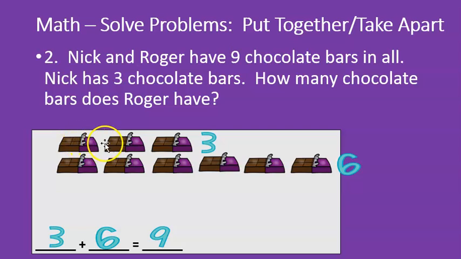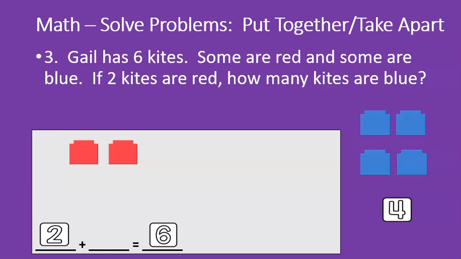Because look, the first row has 3. So 3 goes there. The second row has 6. 6 has to go here. And then you count it all up. And it's going to equal 9. Watch. 1, 2, 3, 4, 5, 6, 7, 8, 9. So look at that. 9 is there. Now keep looking at your screen, boys and girls. Let's do another example here.